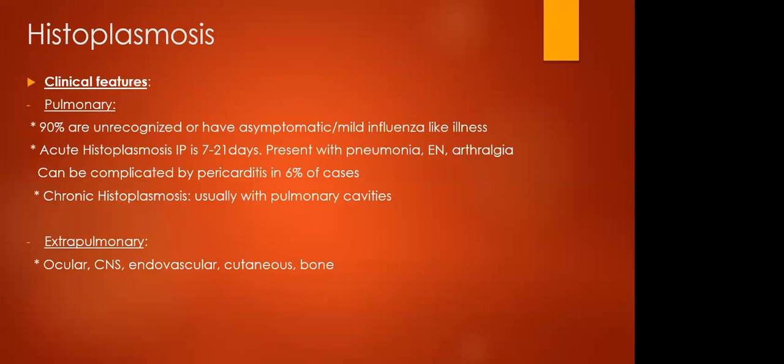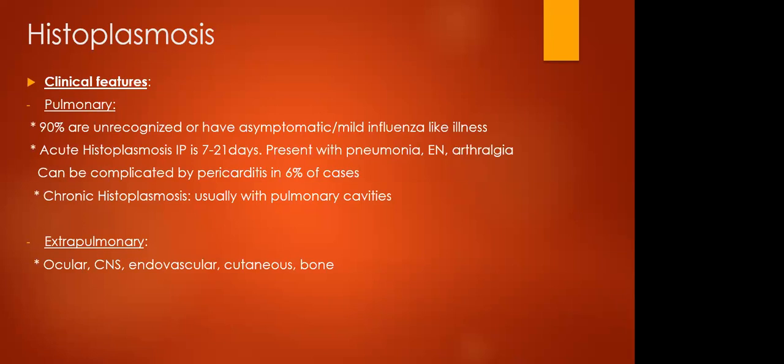So the clinical features, again, pulmonary. 90% go unrecognized because they're either asymptomatic or have a very mild influenza-like illness, so they get better without any treatment. Acute histoplasmosis has an incubation period of about 1 to 3 weeks, and they present with pneumonia, erythema nodosum, arthralgia, and about 6% of cases can be complicated by pericarditis. Chronic histoplasmosis can present with pulmonary cavities, which again can be confused with TB. Extrapulmonary manifestations include ocular, CNS, endovascular, cutaneous, and bone.